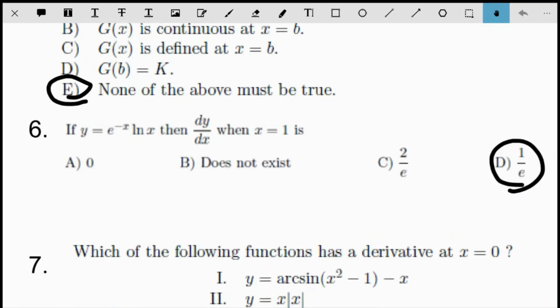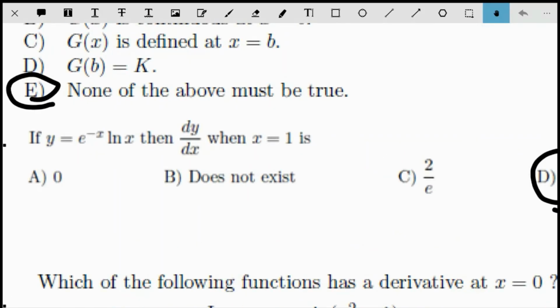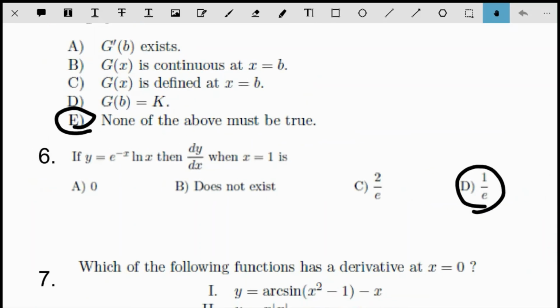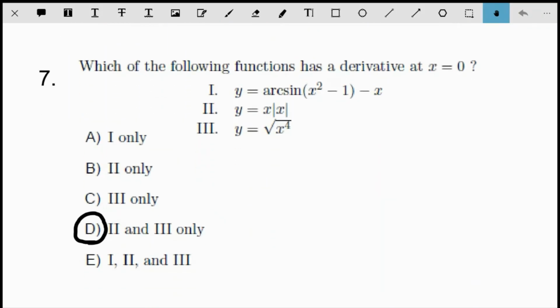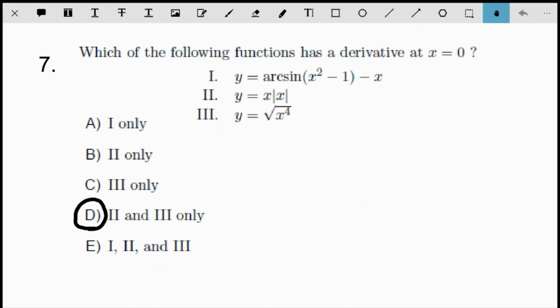And then we've got this problem here. We have y is e to the negative x natural log of x. What's the derivative at 1? So just apply the product rule, take your derivative, and then plug 1 in, and you'll end up with 1 over e.